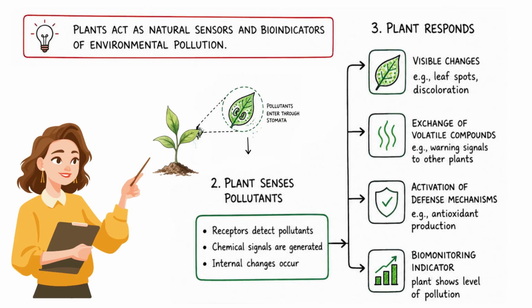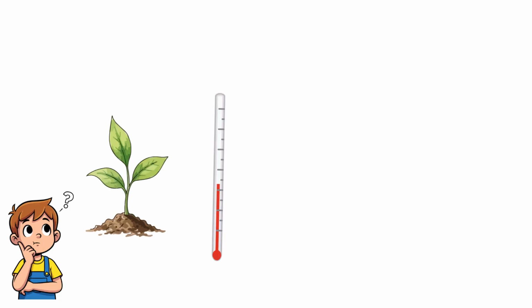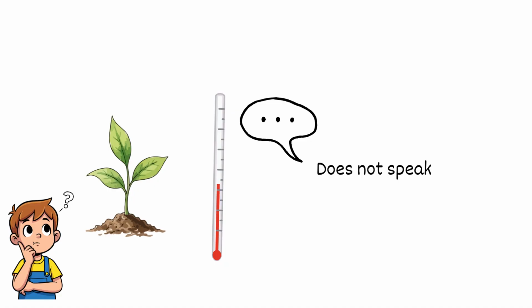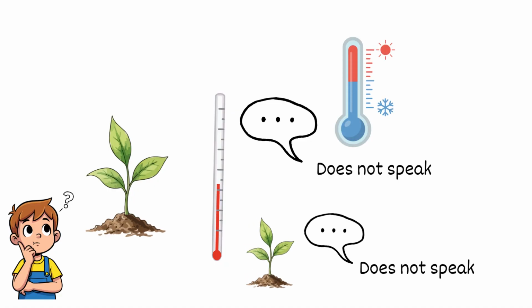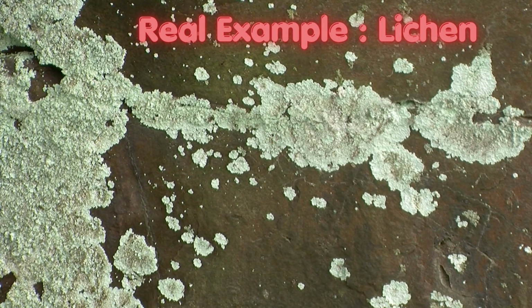And how can we explain this simply? You can think of a plant like a thermometer. A thermometer doesn't speak, but it shows us the temperature. Similarly, plants don't speak, but they show the signs when pollution increases. Let's see some real examples.